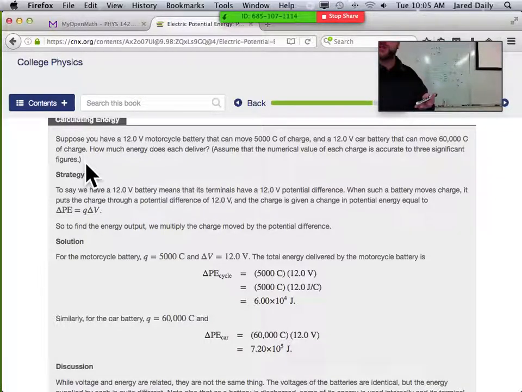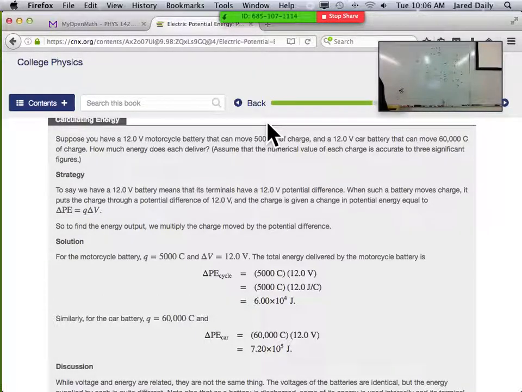So here we have voltage and charge. And remember, we said that potential energy equals voltage times charge. So we take the 12 volts for the motorcycle battery and multiply it by the 5,000 coulombs to get the amount of energy in the battery. 12 volts times 5,000 coulombs gives you 60,000 joules, because energy is measured in joules, and volts times coulombs gives you joules. And you're going to get 60,000 joules of energy in the motorcycle battery.